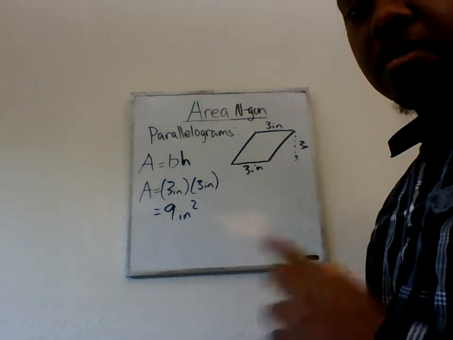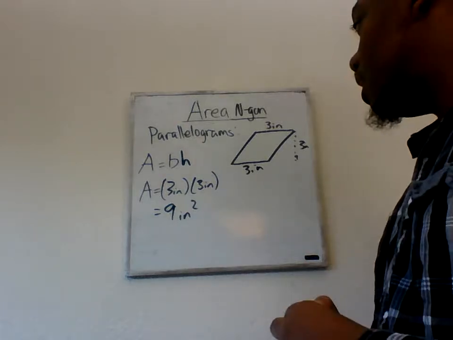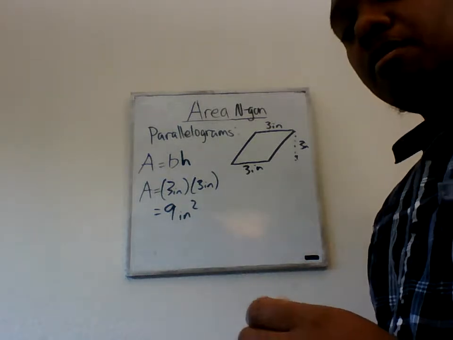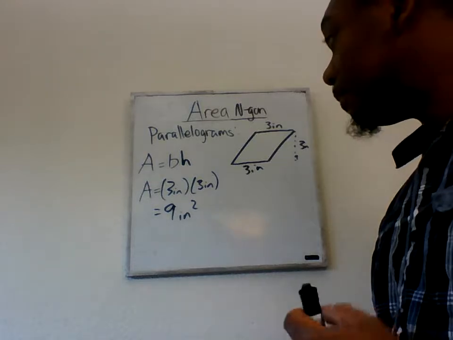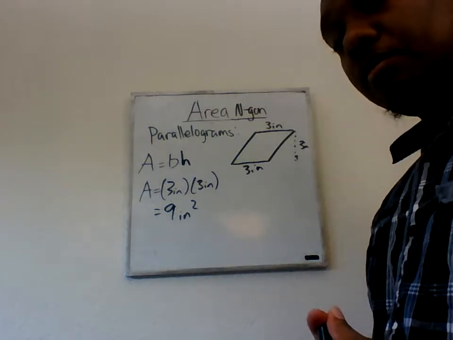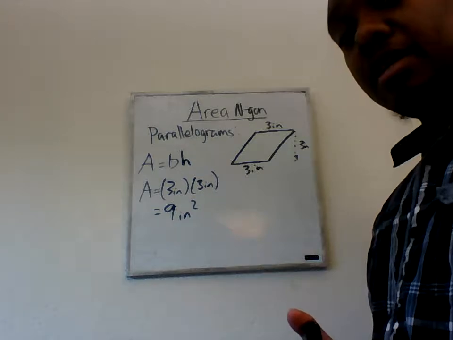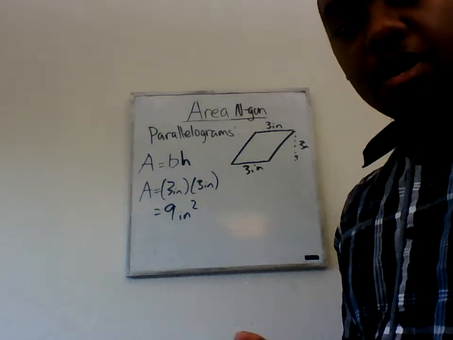Okay, because remember, for area, you must have a square unit. All right, that is honestly one of the most common mistakes that people make. They don't have square units for area. Okay, so there we have it. That's how you find the area of a parallelogram.